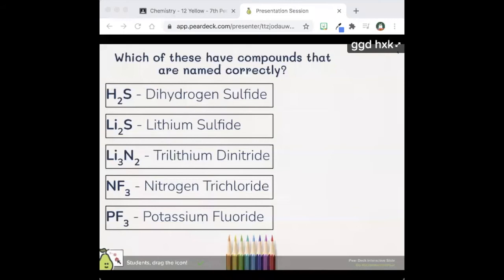Okay, you can use your drag and drop, use your periodic table, and see what you got, okay? Which one of these is named correctly? I'm gonna give you guys about 2 minutes to work on this. We'll say 3. We'll check in at 2 minutes, see how you're doing.